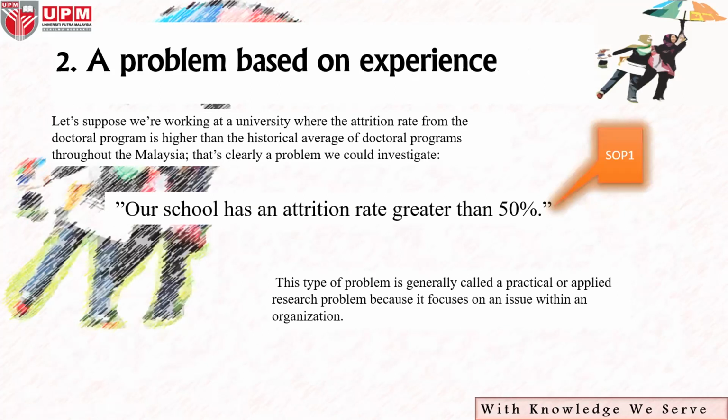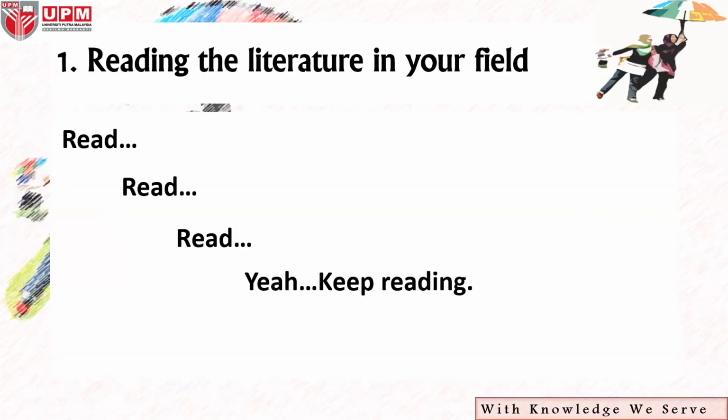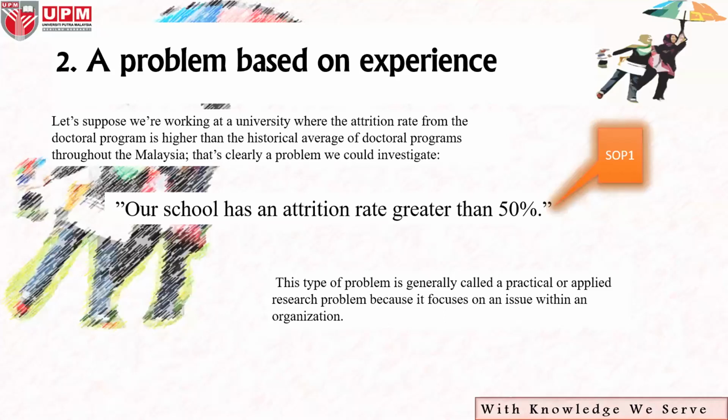Okay, so this is the first source: reading your literature is the first source of figuring out your statement of problem. The second one is the problem based on experience. Here is an example of how you can transform your personal experience into a statement of problem. For example, let's suppose we are working at a university where the attrition rate from the doctoral program is higher than the historical average of doctoral programs throughout Malaysia. So that's clearly a problem we could investigate.